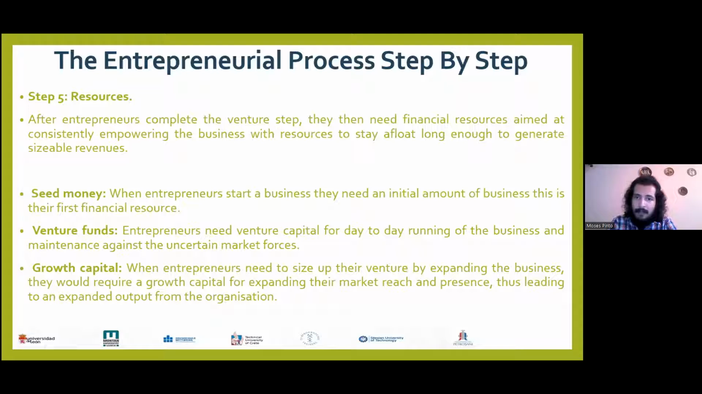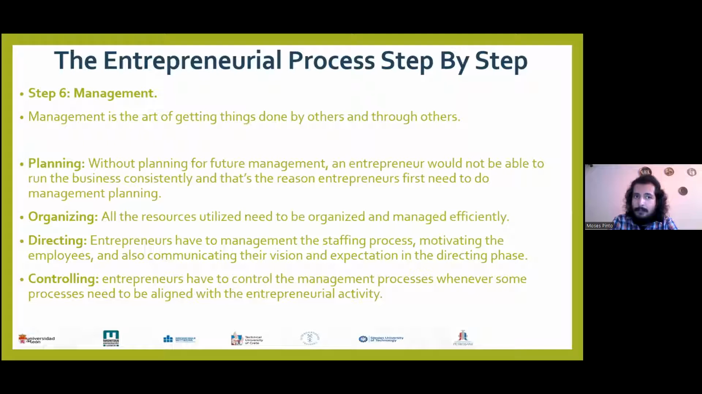Step six involves the management. Now, as we know from previous management education and the authors of management sciences, management is the art of getting things done by others and through others. What does management involve in entrepreneurship? Well, again, it involves planning.